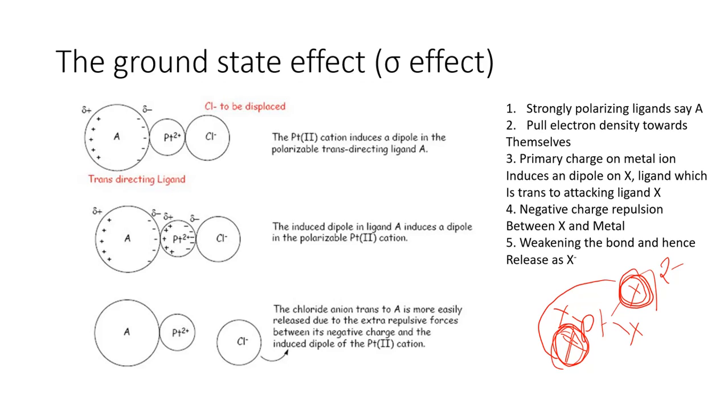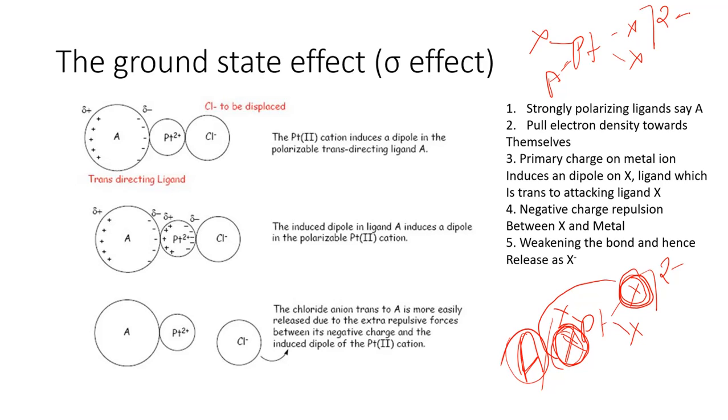Suppose in this complex, any one of these X ligands has been replaced by another ligand, L, or suppose a ligand A. One of the 4 X ligands has been replaced by A. Therefore the complex structure will be Pt X X A X, with the same 2 minus charge. Now consider that A is a strongly polarizing ligand, more polarizable even than X.